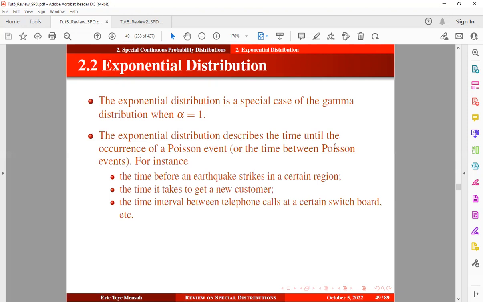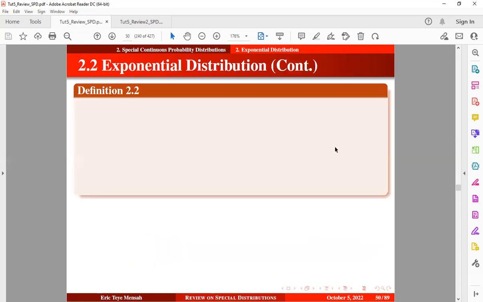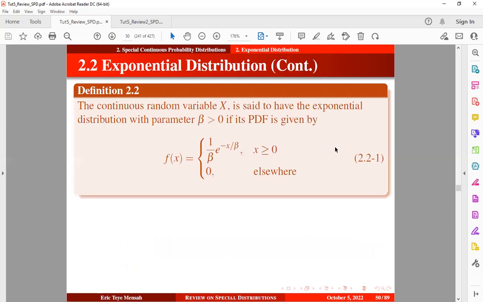Similarly, in waiting time studies, the exponential distribution can be used as a model for the time until failure of an event. Other applications of the exponential distribution include survival times in biomedical experiments, insurance risks, and computer response time. Let's take a look at the definition for exponential distribution.